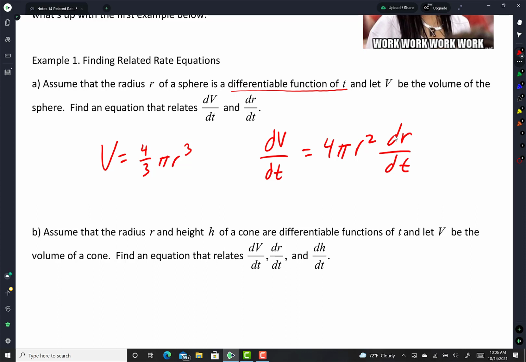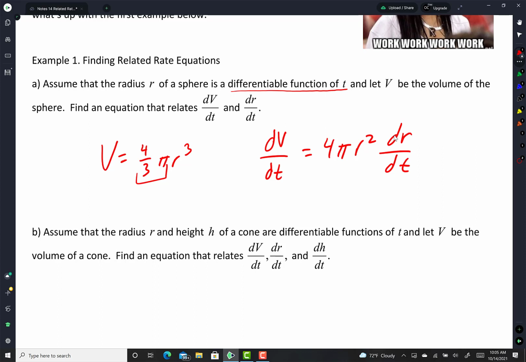Wait, hold on. The 4/3 pi is a constant. So it's like, what's the derivative of x cubed? 2x squared? Or 3x squared? So I brought the 3 down. So 4/3 times 3 cancels out. So 4 pi r squared dr/dt. Right, guys? Okay. And there it is. That's it. That's all they wanted. Cool? Or not cool?